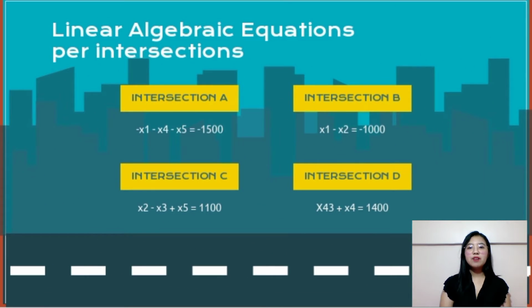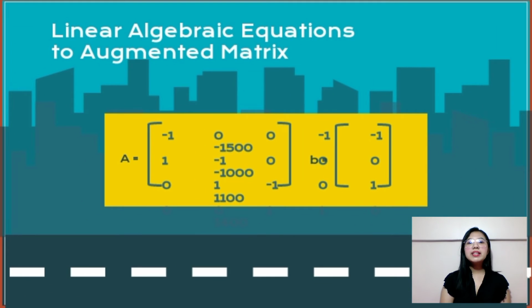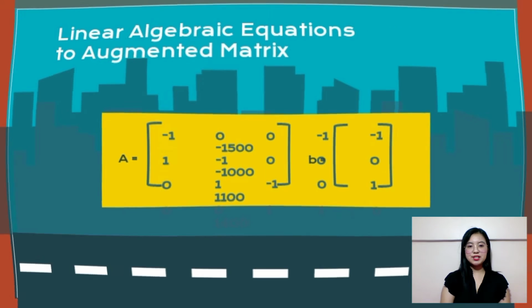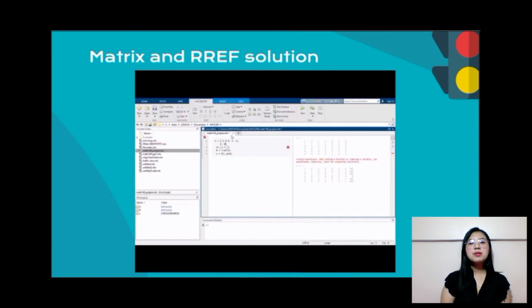In this problem, we have 4 intersections. That's why we have 4 linear algebraic equations. In getting the equations, look at the illustration. The flow going into an intersection is equal to the flow going out of the intersection. From our linear algebraic equations, we can formulate our augmented matrix that we need to input in our MATLAB system. Same as in problems 1 and 2, we just need to input our augmented matrix to the code we have and run the system to solve for it.